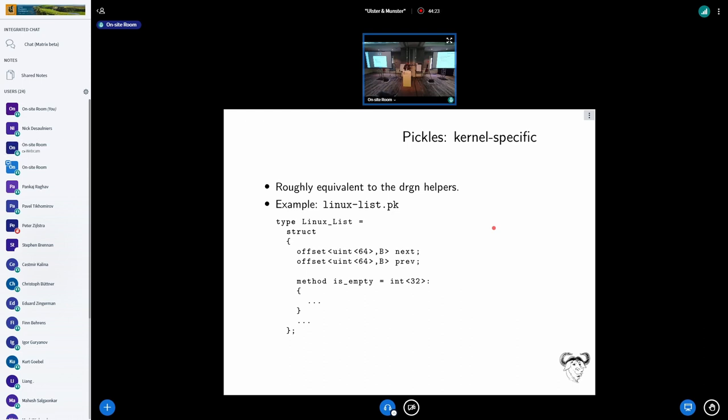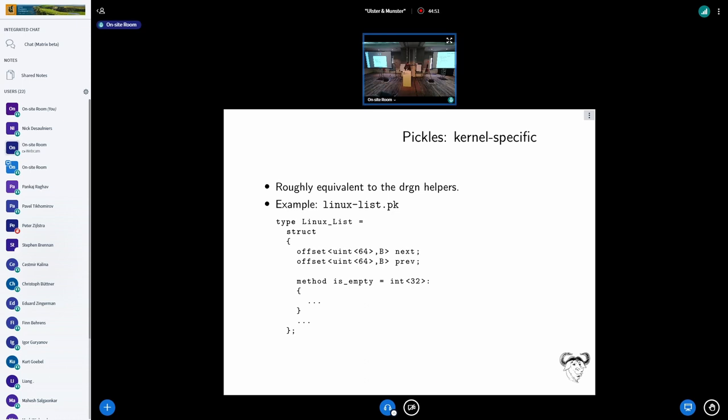GDB will play the role of LeapDragon, right? So you don't need LeapDragon anymore. You can use GDB, that exists already. And then instead of the Python helpers, you use the pickles. So the idea is that I have written a few kernel pickles, like kernel-specific pickles that you use in this GDB plus poke thing for the kernel in particular.